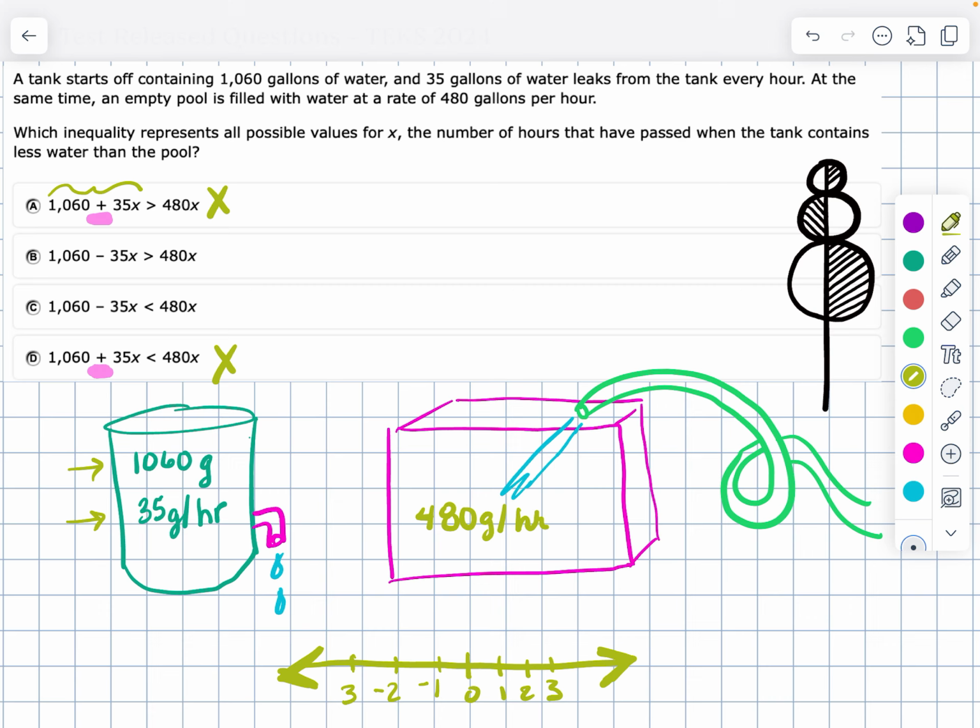And you can say this like a sentence. 1,060 minus 35x is greater than 480x, or 1,060 minus 35x is less than 480x. Let's look at the question again. Which inequality represents all possible values of x, the number of hours that have passed when the tank contains less water than the pool? Can you see the answer? This is our less than sign. Okay, so this right here is the answer.